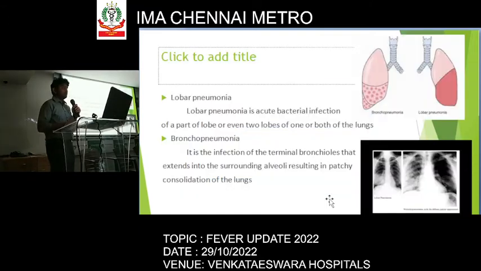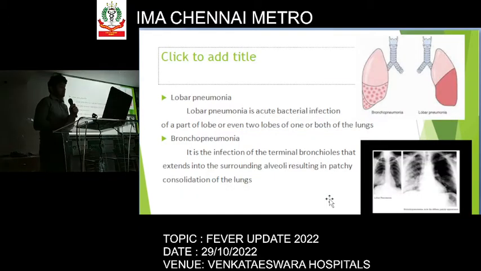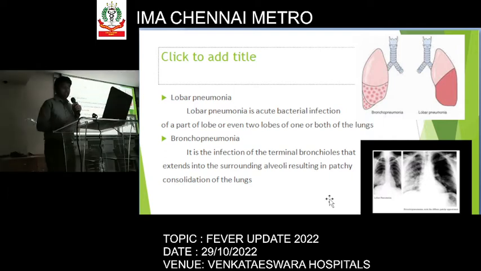Lobar pneumonia is an acute bacterial infection which mainly affects a part of a lobe, or even two lobes, of one or both lungs. Lobar pneumonia has a very localized lesion like this, and we can see it involves only the lower lobe or a particular segment here. In bronchopneumonia, the infection usually involves the terminal bronchioles and also the adjacent alveoli around the terminal bronchiole, giving patchy consolidation-like appearances, as we mentioned here. This is a radiological picture of bronchopneumonia.